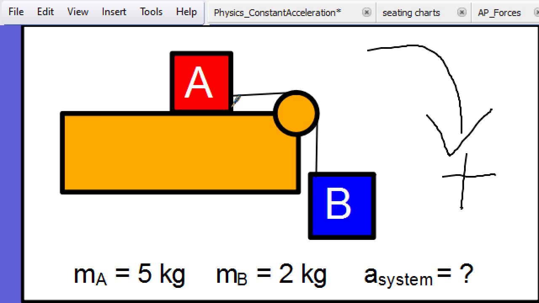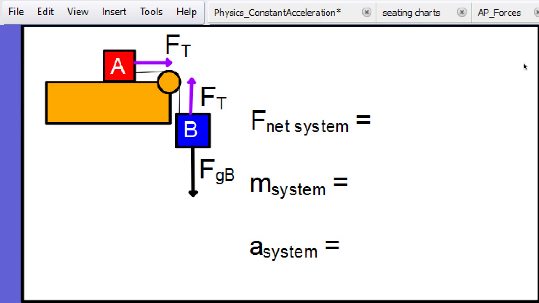Okay, but how would I solve for the acceleration, Mr. Saslow? Hopefully someone asked that. Here's a smaller picture, and I'm going to turn it into a free body diagram by putting in my forces. I've got 3 forces involved. I've got the force of gravity on block B, going down. We have the force of tension on block B, going up. We have the force of tension on block A going to the right.